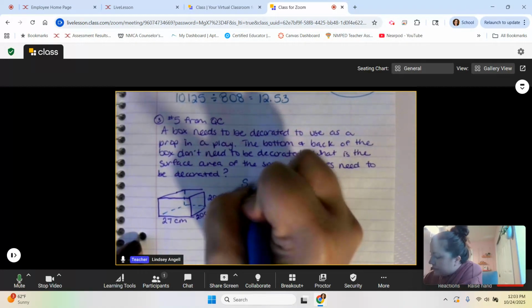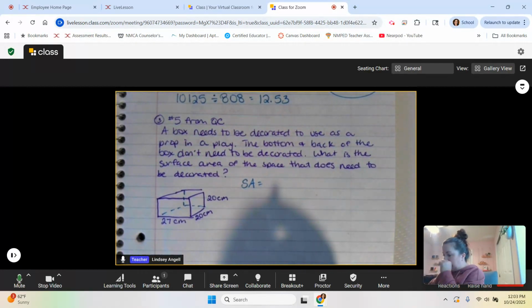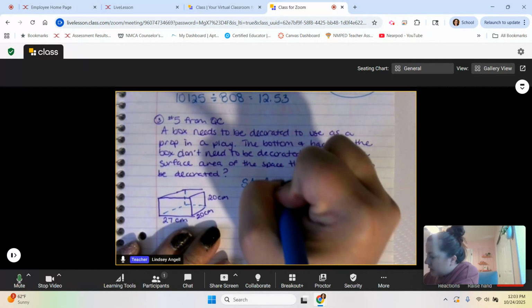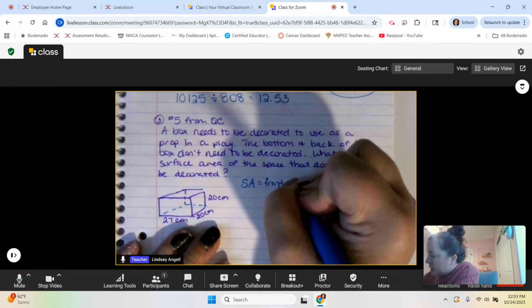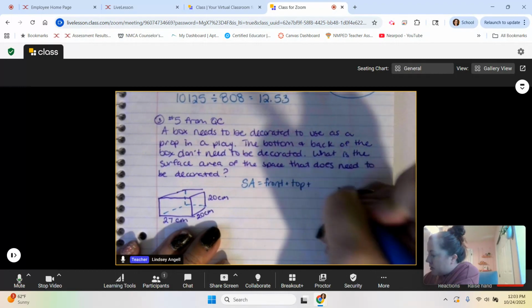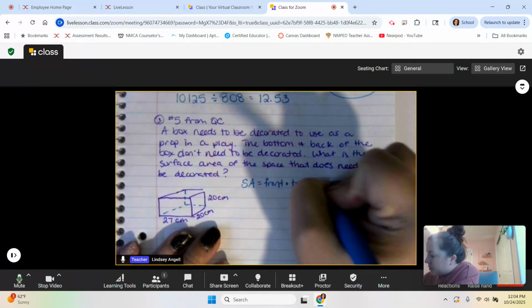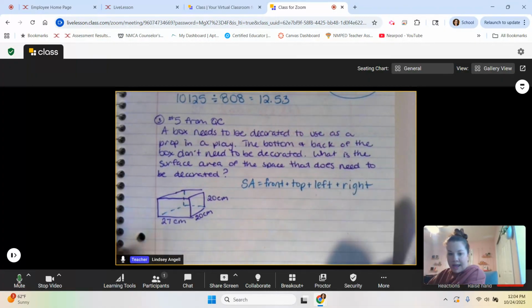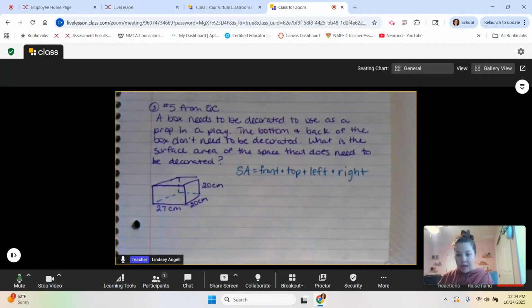So for this one, for my surface area, I need the front, I need the top, and I need the left side and the right side. Okay, right? I need the area of each of those, but we can ignore the back and we can ignore the bottom. All right, so that being said, we could find each of these individually if we want.